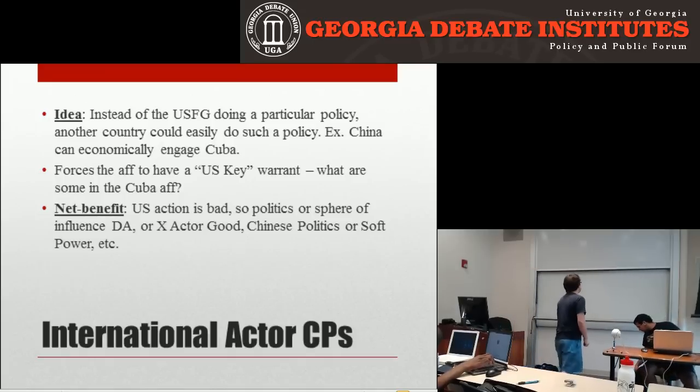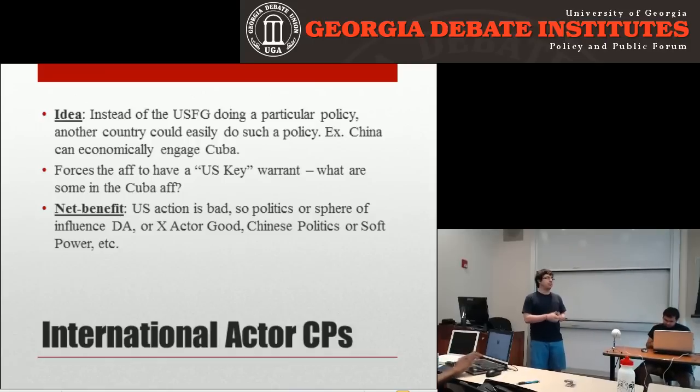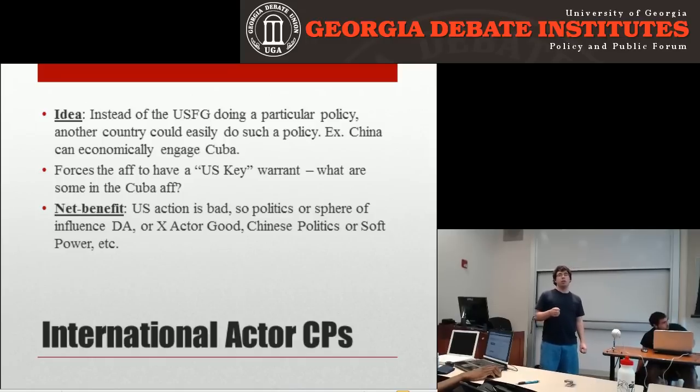So this is advantageous for the negative because it now forces the affirmative to have a defense of why the U.S. federal government has to give economic engagement. So does that make sense to everyone? So they need to have a U.S. key argument. So for those of you who have looked over the Cuba affirmative, what U.S. key arguments exist in that 1AC?